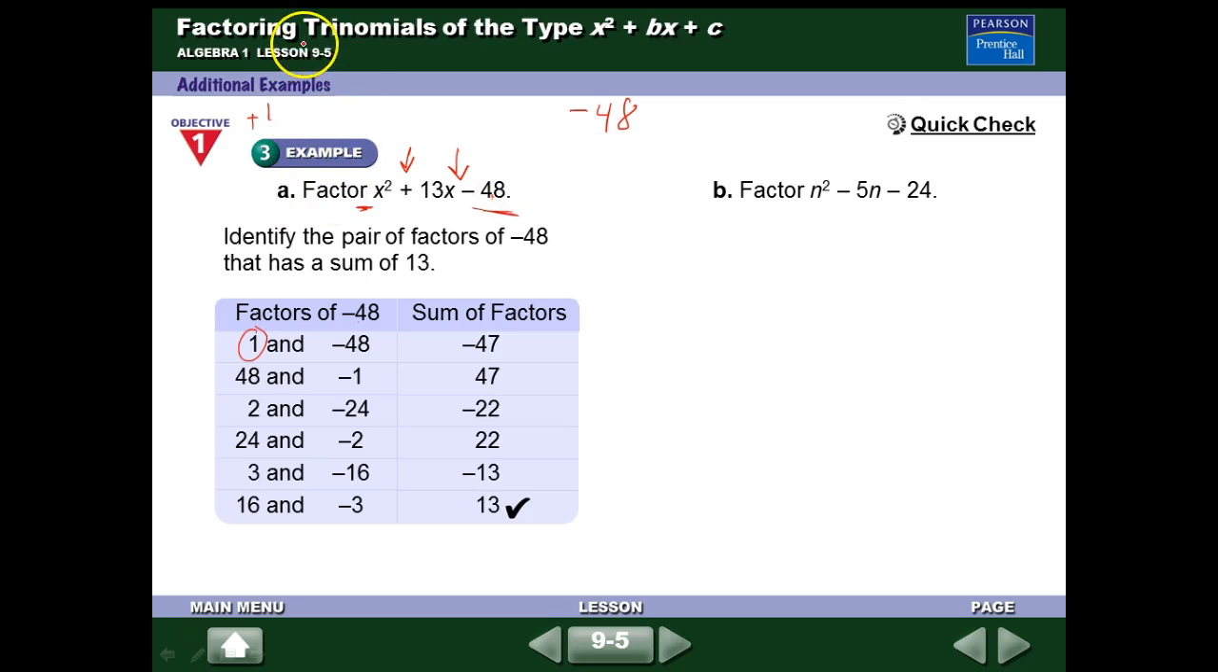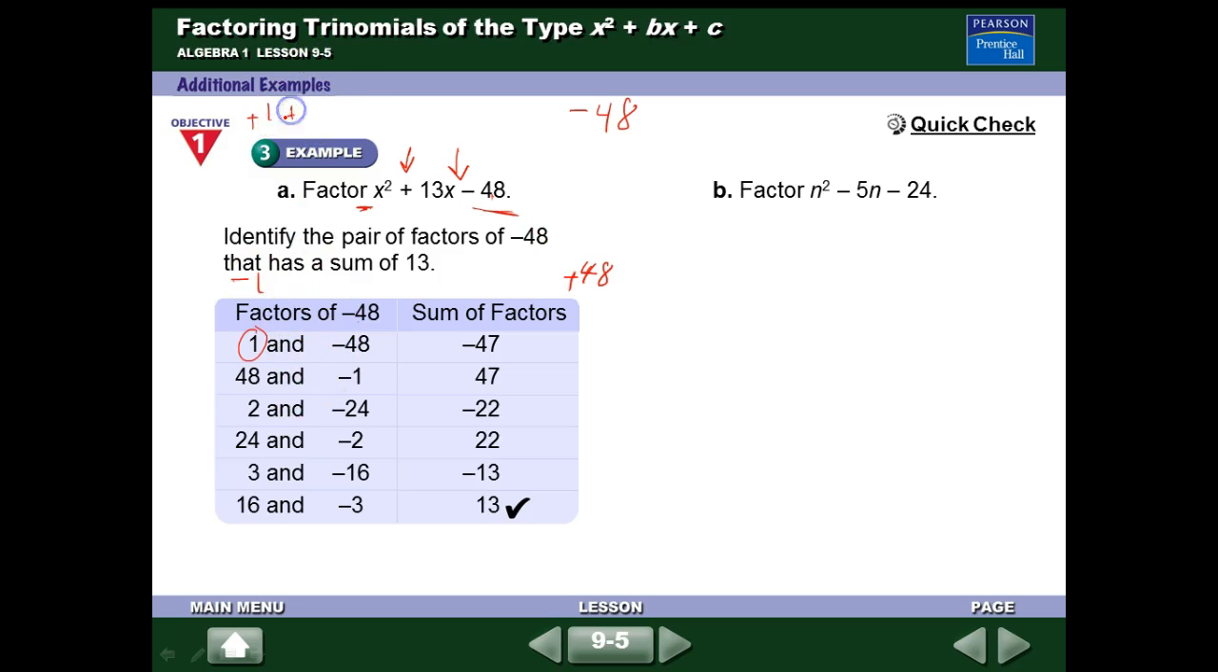Down here I'm going to do the other ones. Negative 1 and a positive 48. So why do I have one of each? These are not the same because here 1 is positive and 48 is negative. Here my 1 is negative and I have a positive 48. And that's going to affect it. So we do have to list both.